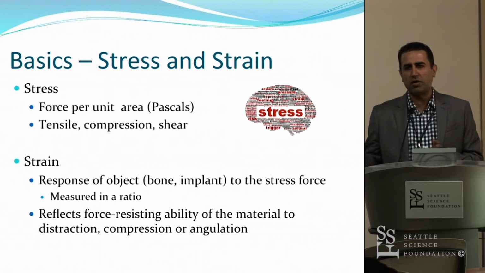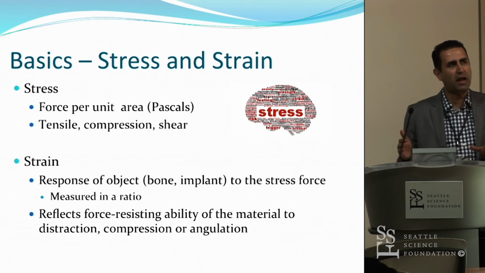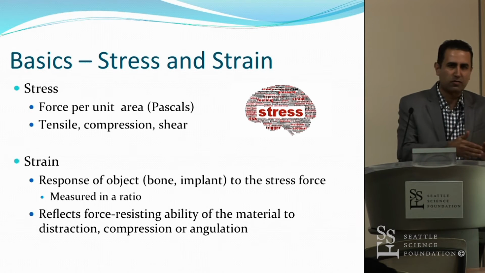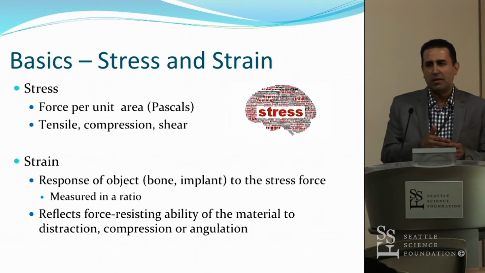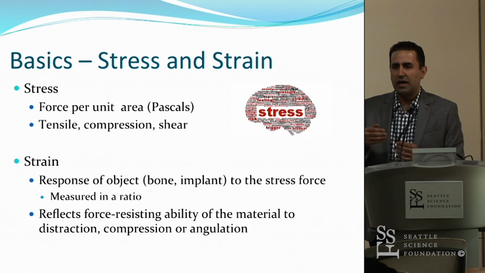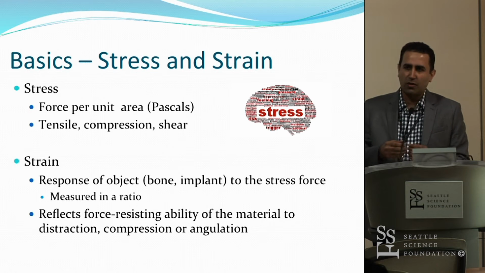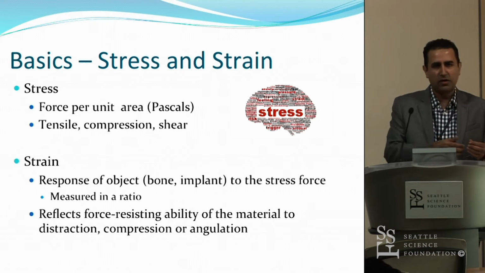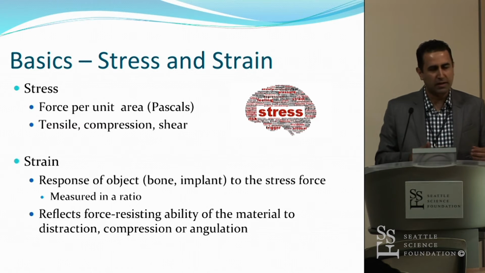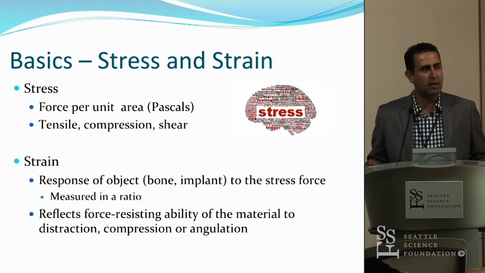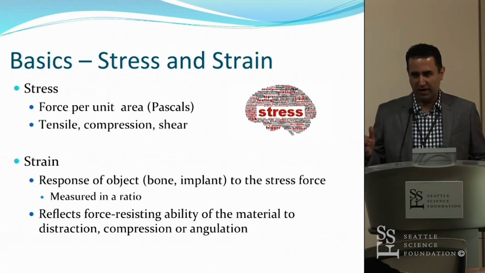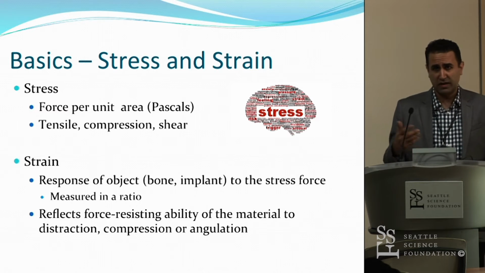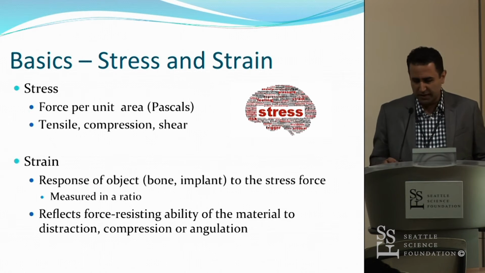Strain is the response of whatever it is, the bone, the implant, to that stress force. In other words, it's the deformity that occurs as a result of that stress. So it's not just measured in a length, it's a ratio. It's a ratio of the additional length or deformity to the original baseline position of the implant or the bone. And basically it reflects the resistive ability to these stresses: distraction, compression, and angulation.